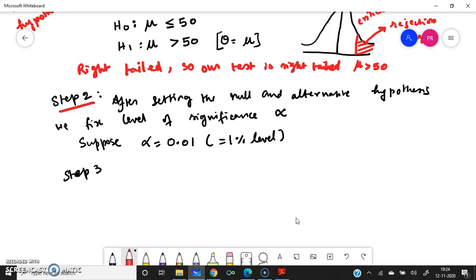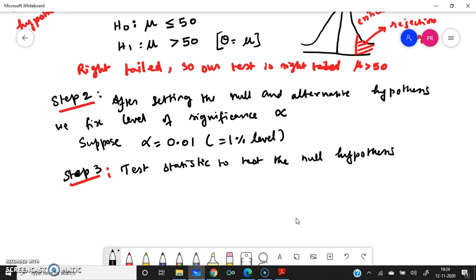Next is step 3. Now that we have fixed the null hypothesis, we have to test it using the test statistic. The statistic comes from our sample. So we have to test the null hypothesis by taking the sample, and using the sample we compute the statistics, such as the sample mean and so on.